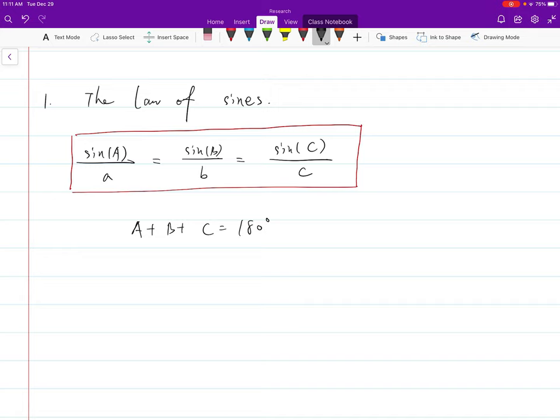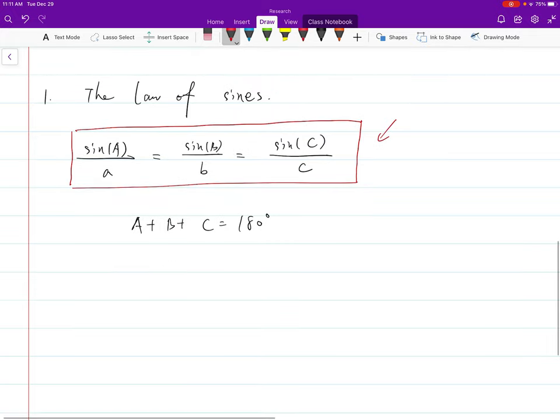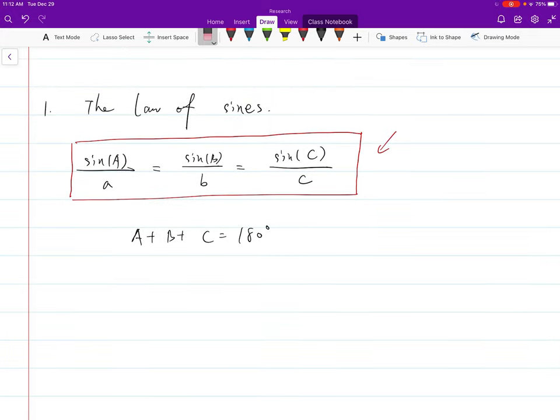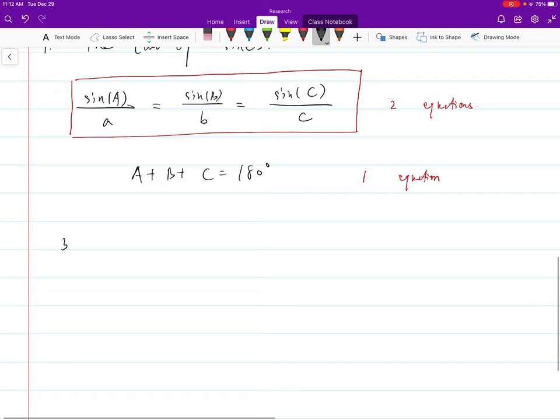Now, let's pause a little bit and try to see how much information we should know in order to figure out all the information of a triangle. Okay. How many equations are there in the law of sines? There are three terms, but actually you only have two equations because you only have two equal signs. You have the first equal to the second. You have sine B over b equals sine C over c. That's two equations. You have a third one, which is sine A over a equals sine C over c. But you get it for free from the first two equations. So technically, there are only two equations here. Now with the sum of angles, you have another equation. So together, for any triangle, they have to satisfy three equations.